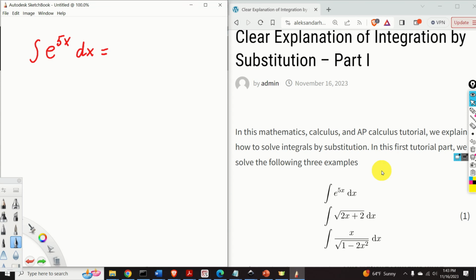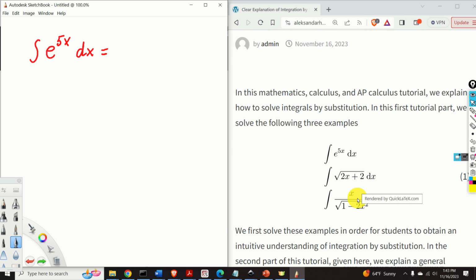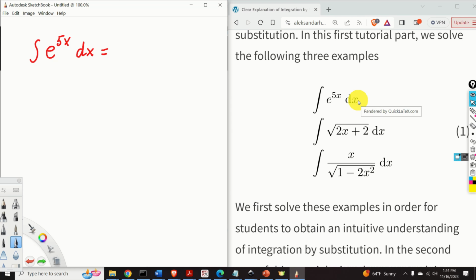Hello everyone, in this mathematics, calculus and AP calculus tutorial we will learn how to solve integrals by substitution. More precisely, we will learn how to solve these three integrals. We will first solve these examples in order for students to obtain an intuitive understanding of integration by substitution. In the second part of this tutorial, we will explain a general approach for solving integrals by substitution, and we will give more complex examples.